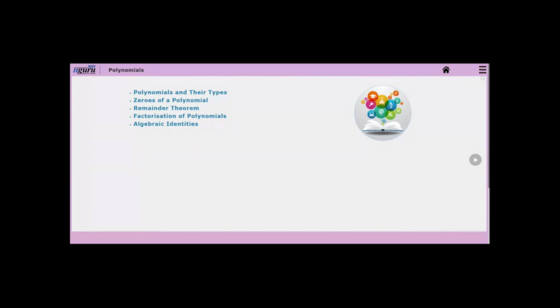Can you see my screen? Yes, ma'am. Polynomials and their types.